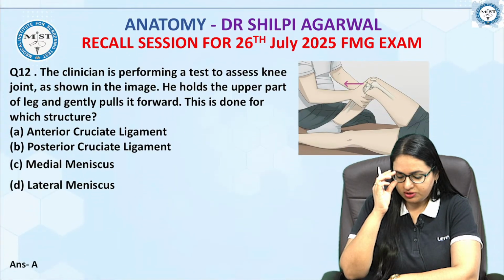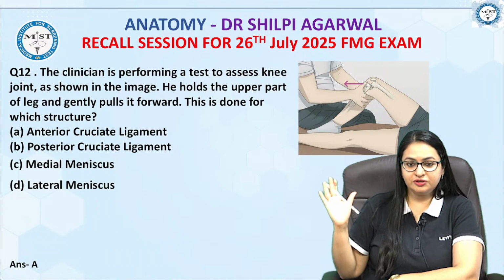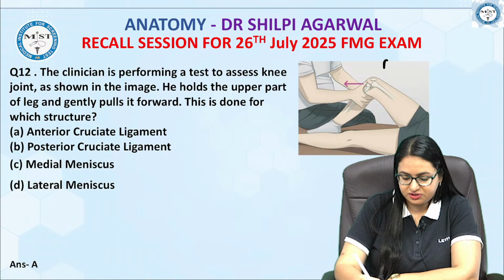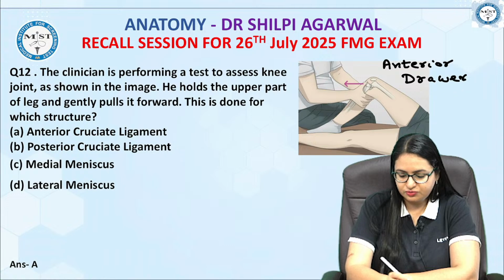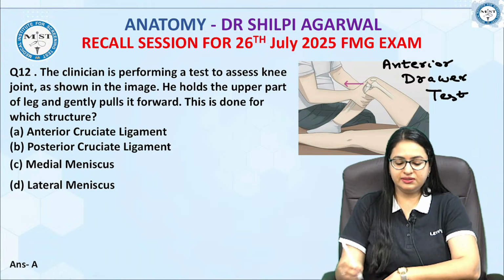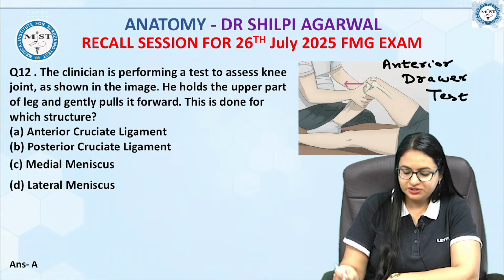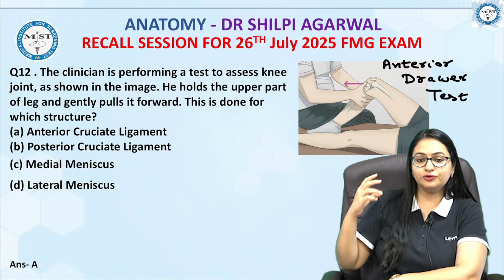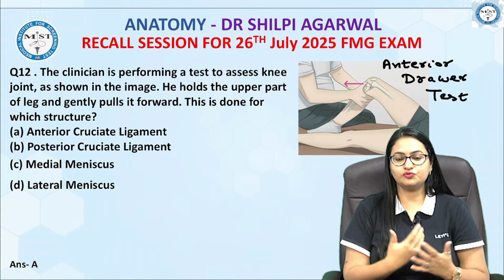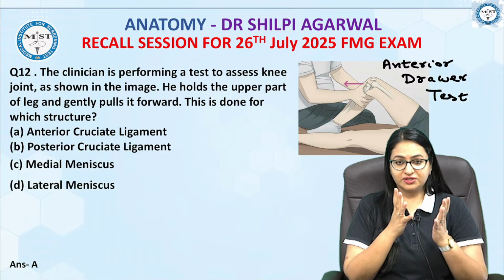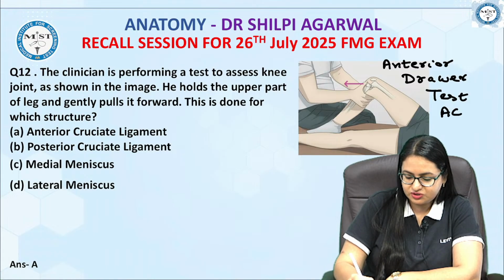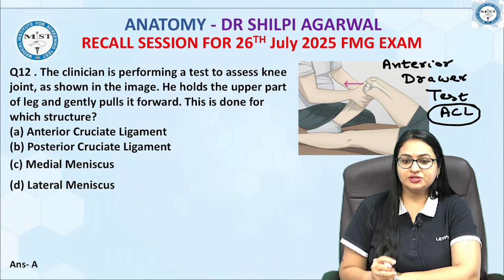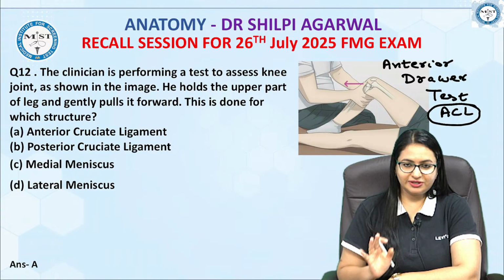Now coming to this question, this image has been given to you, and when you see this image, we are very much clear that this is the anterior drawer test. As I told you, questions have been clearly clinically integrated. So this question was integrated with orthopedics. Whenever you are doing this test, the anterior drawer test, it is for assessment of the cruciate ligaments of the knee joint. So specifically this test is done to assess the injury of anterior cruciate ligament.